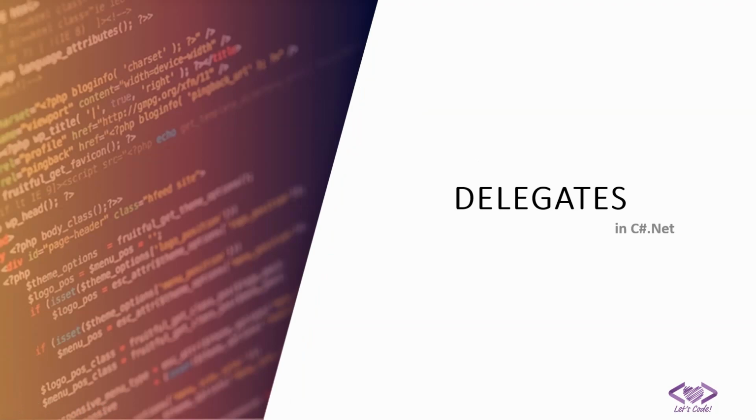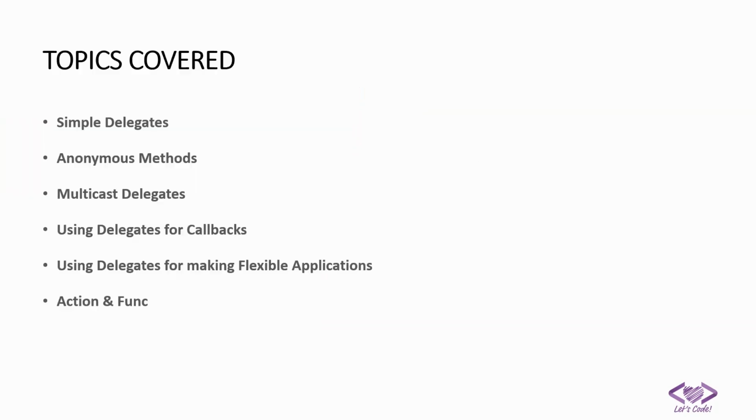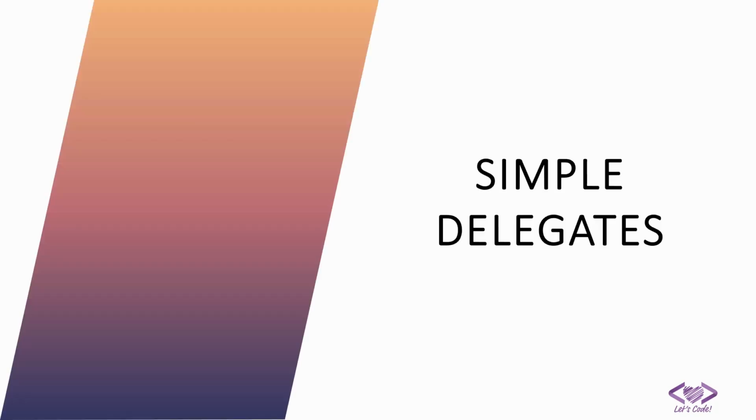In this video, we'll be exploring delegates in C#.NET. These are the topics we'll be covering today. First, we'll see what exactly a simple delegate is. Then we will see how we can create anonymous methods using delegates. Then we'll understand what multicast delegates are. And then we'll see how we can create callbacks using delegates. Then we'll see how we can make extensible and flexible applications with the help of delegates. And finally, we'll just touch upon Action and Func. So let's start with simple delegates.